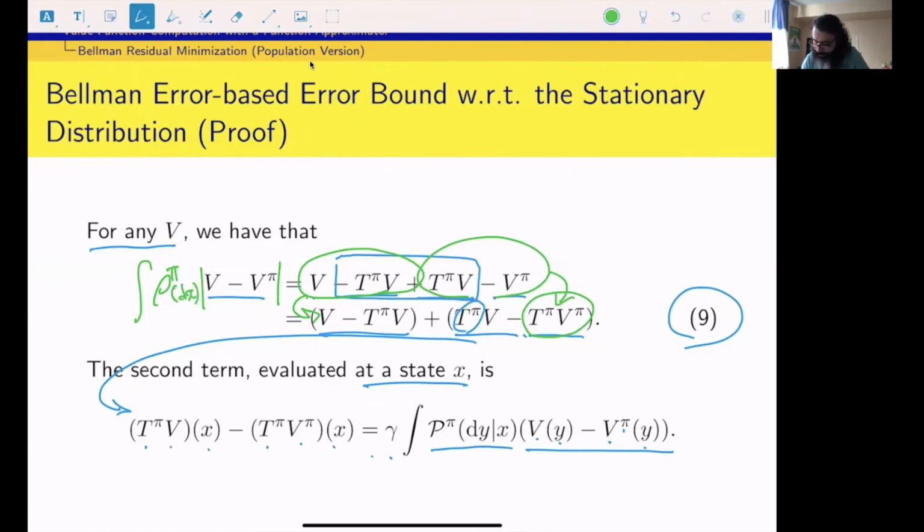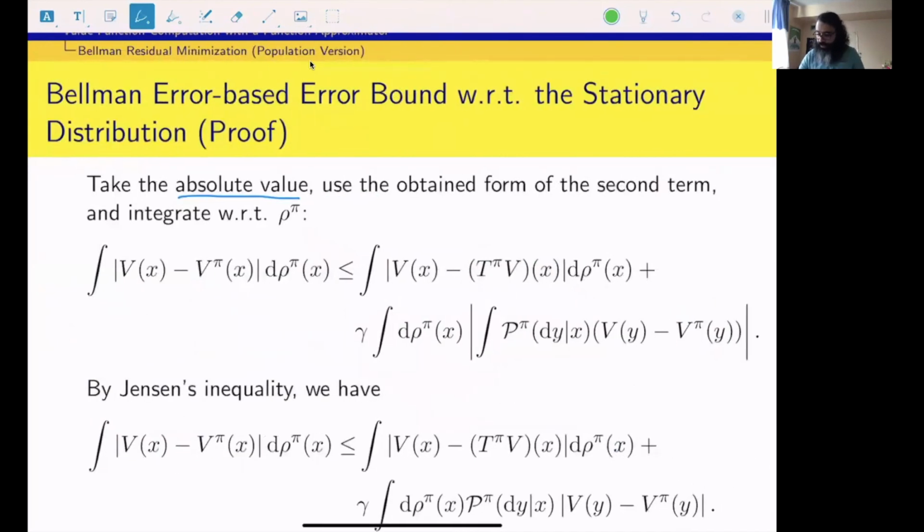And I do the same thing for the right-hand side. And the result would be what I'm showing you here, which is the integral of the absolute value of V(x) minus V^π(x) dρ^π(x). Remember, this is the left-hand side of the upper bound that we want to prove. So the left-hand side is already in the right form that we want. It is upper bounded by the absolute value of V(x) minus T^π V(x), integrated with respect to ρ^π(x), the stationary distribution. So this is the first term.